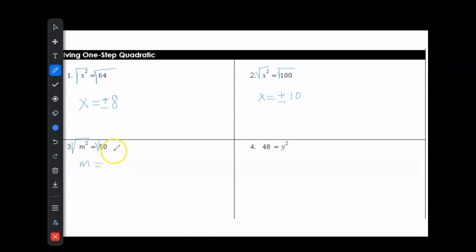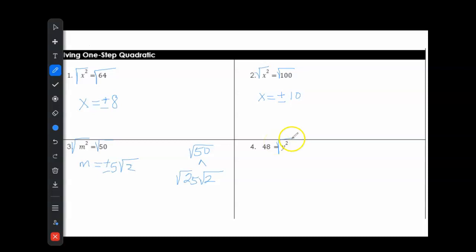So m equals, the square root of 50 is not like the two we just did. We don't know the square root of 50, so we have to take it apart like we did last class. So 50 is 25 times 2. So the square root of 50 is equal to the square root of 25 times the square root of 2. Square root of 25 is 5. Plus or minus 5. The square root of 2 we don't know, and we can't take it apart. So we just leave it as square root of 2.